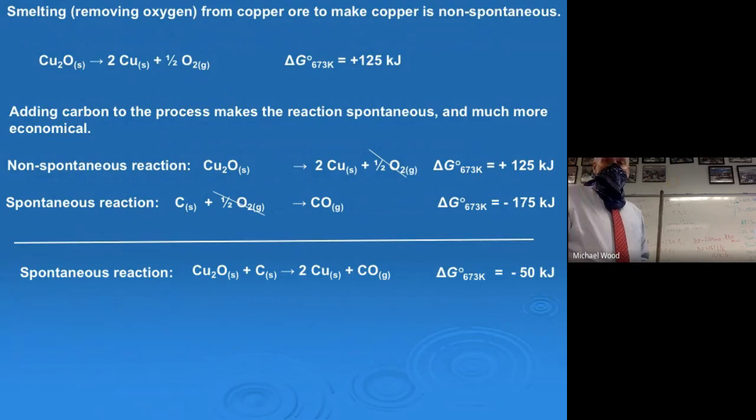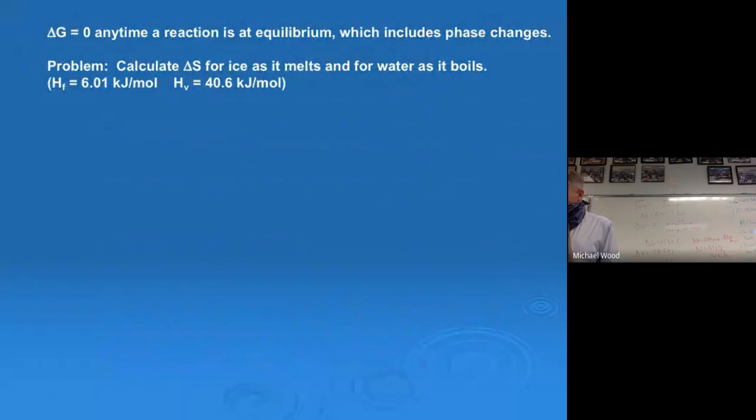So all that to be said, these are ways that in industry they can manipulate a reaction to get delta G to be negative for a spontaneous reaction, either by doing it at a high temperature or at a different temperature, or adding something else. Okay. Now, I want to walk you real quick through the quiz here for chapter 16 when we're done. But remember, delta G is equal to 0 anytime a reaction is at equilibrium, which includes a phase change.